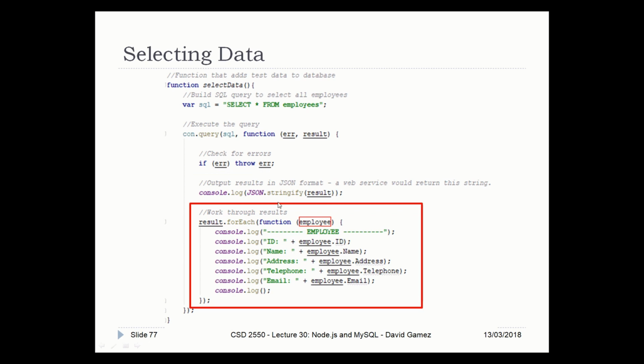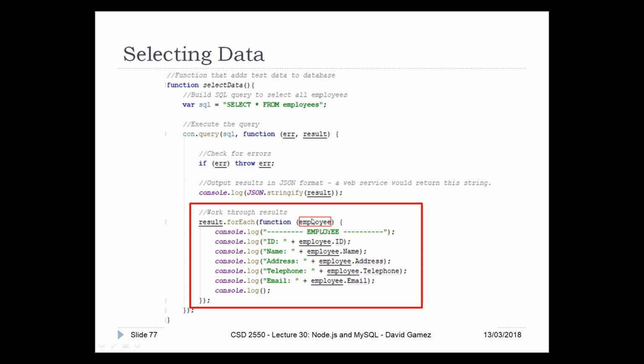But if we did want to work through it, we could just do result forEach. The forEach statement is a way of working through an array: we take the array, this is an array here, dot forEach, and for each result it will call this function, and employee here is one of the objects in the array. So it'll call this function for the first piece of data in the array, the second piece of data in the array, and so on and so forth.